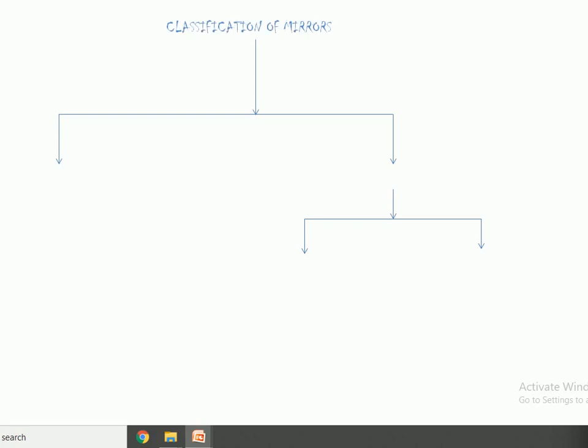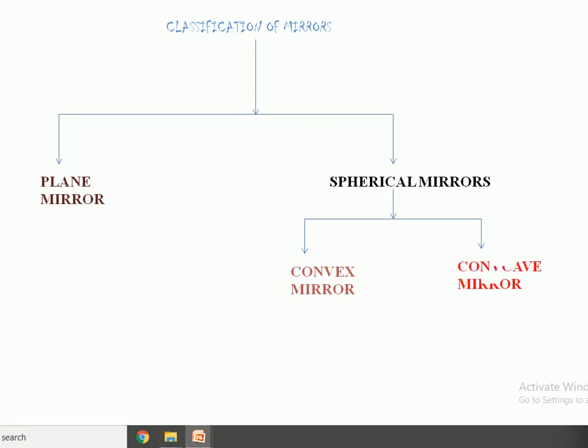Mirrors are broadly classified into two types. One is plane mirror and the other one is the spherical mirrors. And the spherical mirrors are further classified into two types. One is a convex mirror and the other one is a concave mirror. The concept of plane mirror, you have studied it thoroughly in your lower classes. Now here you will be concentrating on the spherical mirrors.